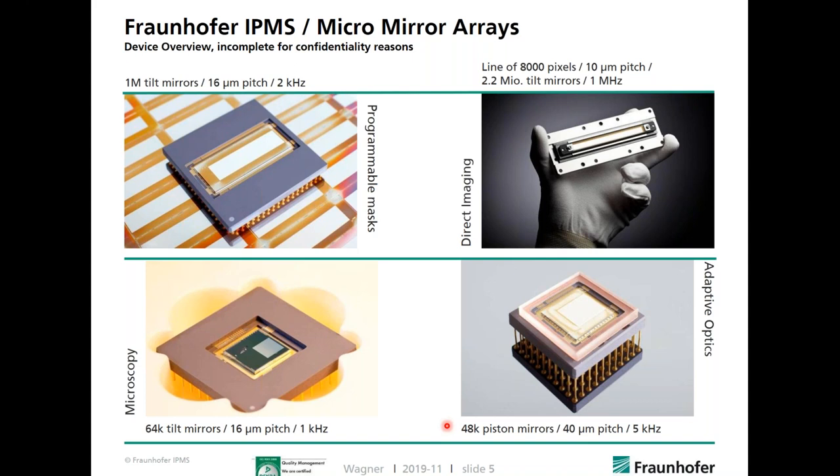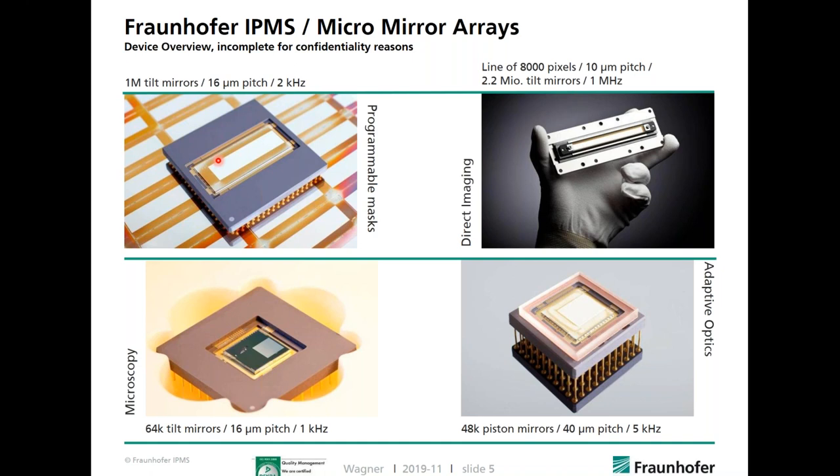So some examples of the devices that we have developed so far, and what I directly want to stress here is that this is a selection, important devices which we've developed together with customers. We can unfortunately not disclose everything simply due to confidentiality reasons. So we are typically developing these devices for customers, and we of course only can communicate and disclose in case that the customer agrees. So this is all released information.